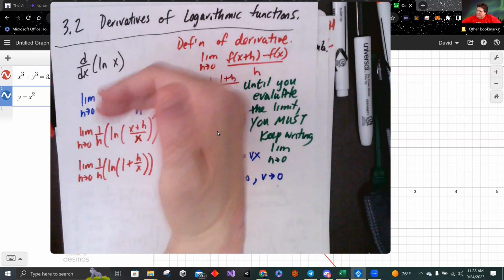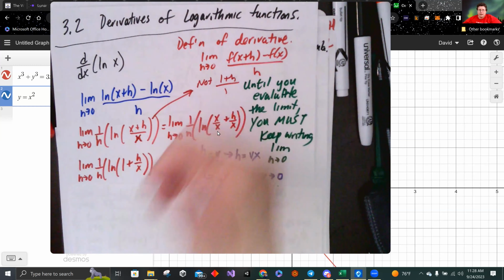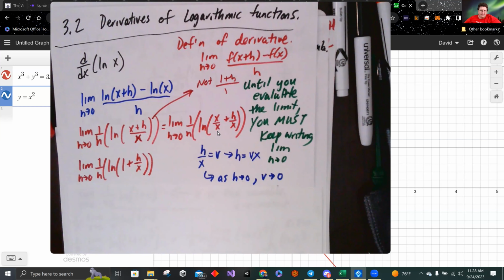Notice I keep writing limit each time. You need to write limit, keep writing that limit as h goes to 0 each time until you actually evaluate the limit. I saw a lot of times on the test, people wrote it down one time and then it never showed up again. Despite all this work they did, the limit never showed up again. You need to keep writing limit until you evaluate, because otherwise you're showing that it's not clear what you're doing. And you're not presenting the information well. And it's not clear you know what you're doing.